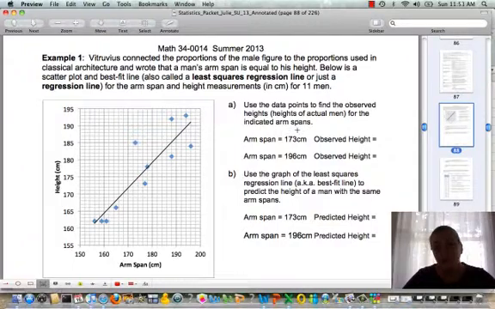So part A wants us to go ahead and use the data points in blue to find the observed height, which are the actual heights of these men, for someone who has an arm span of 173 centimeters and then 196 centimeters. So if we come over to find 173 centimeters, we see it's right here. This must be counting by twos, right here between 172 and 174 centimeters, so right up here. Go ahead and circle that arm span. And then we can go ahead and say that looks like it's 185 centimeters. So we'll go ahead and type that in over here.